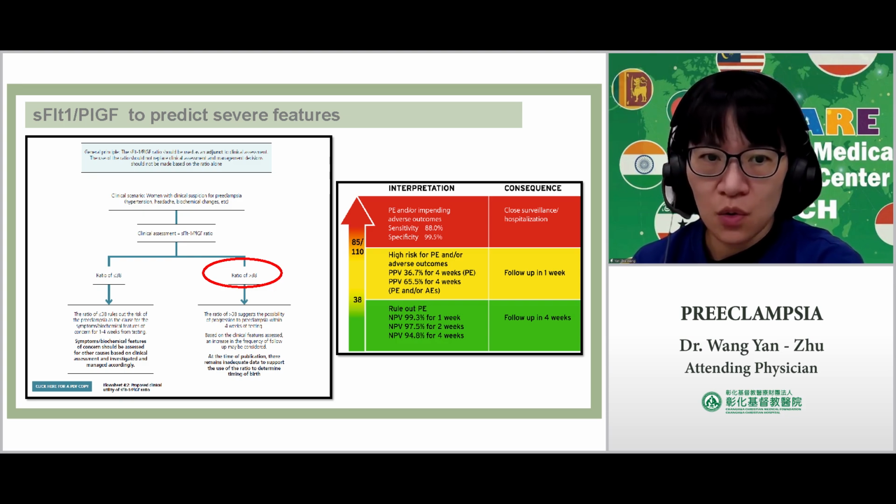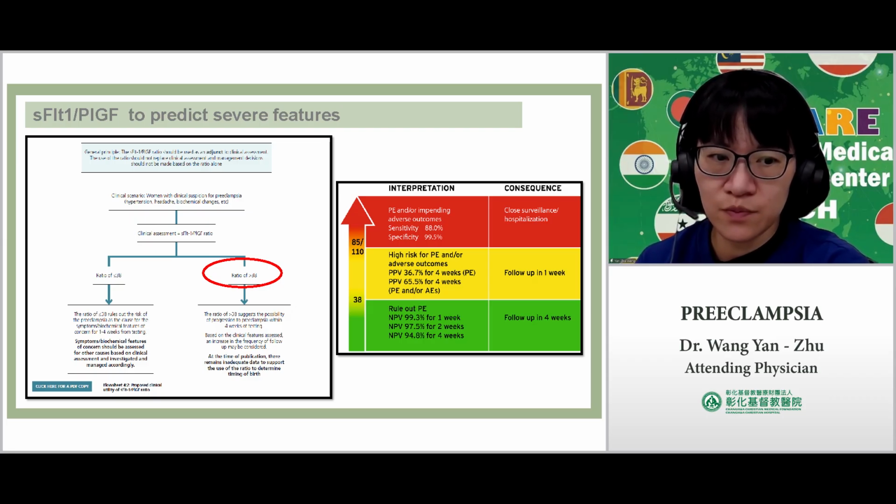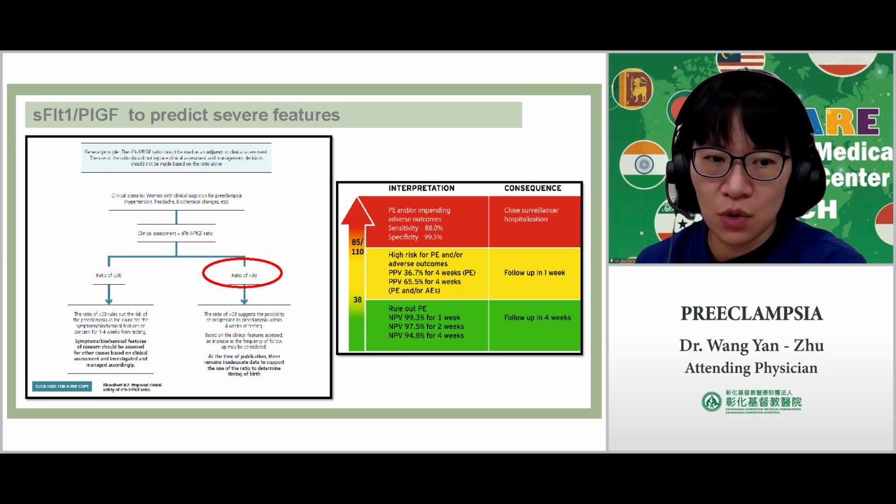In the New Zealand guideline, they use the ratio to detect this. If you have a patient whose ratio is less than 38, then we can let the patient relax. They don't need to worry so much because their ratio is low, so the possibility of them developing a severe feature is not likely.